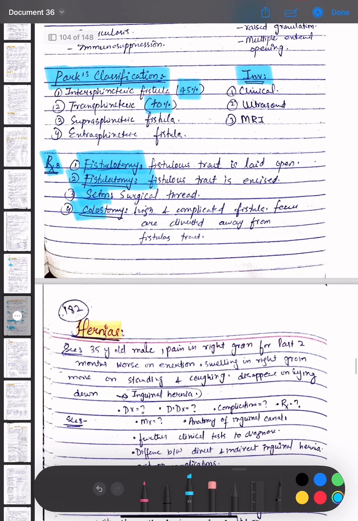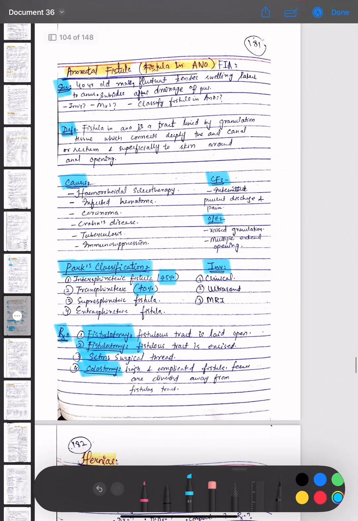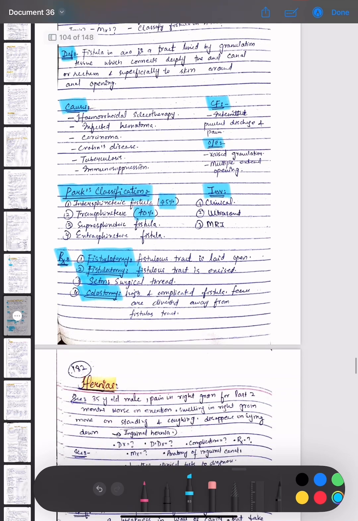In fistulotomy, the fistula tract is laid open. In fistulectomy, the fistula tract is excised. Seton is a surgical thread, and colostomy is for high and complicated fistula, where feces are diverted away from the fistula tract. So we have discussed the anorectal fistula, its scenario, then the definition, the causes, the clinical features, then the Parks classification and the examination, then the investigations, and then the treatment.